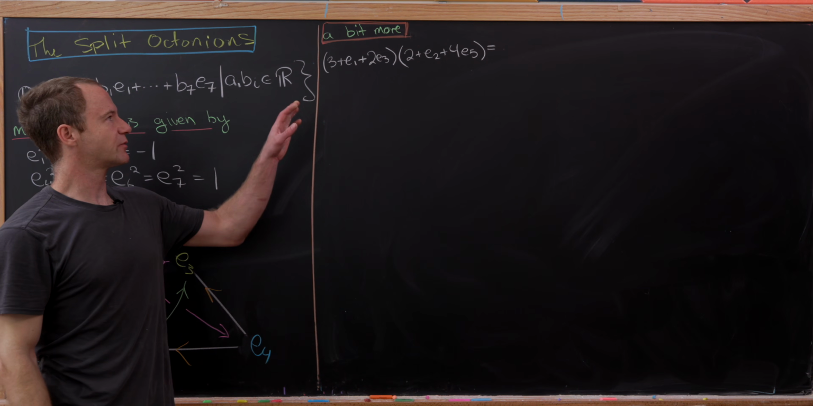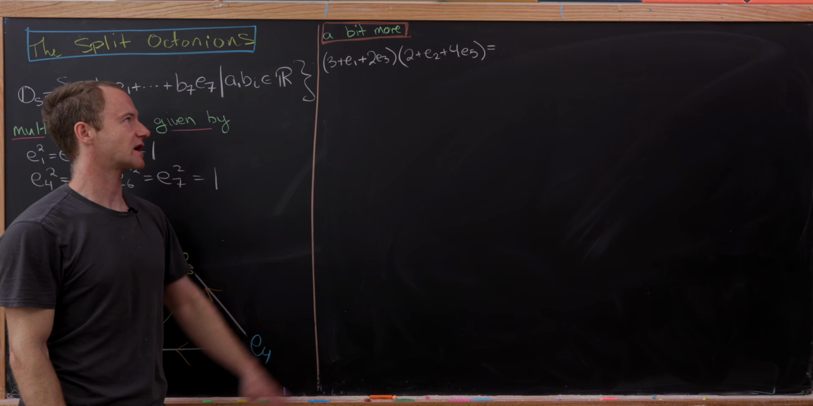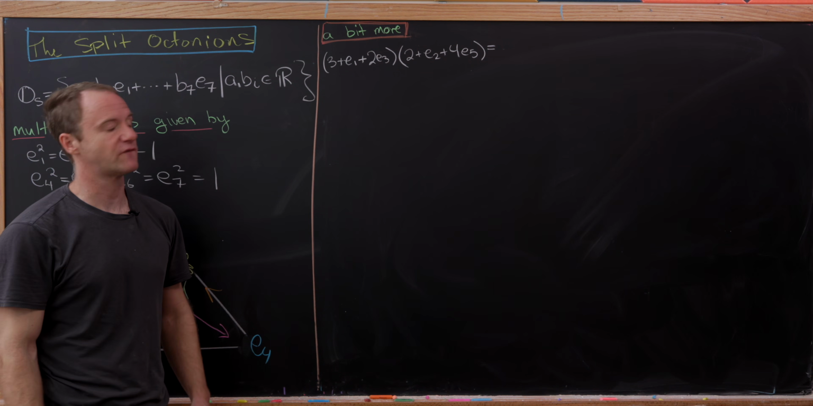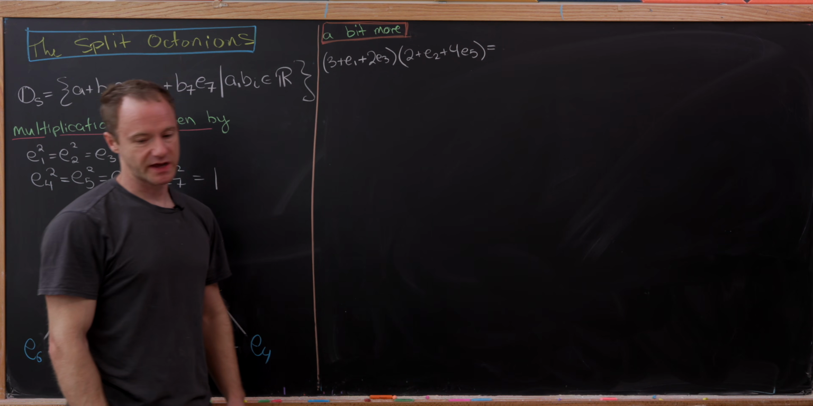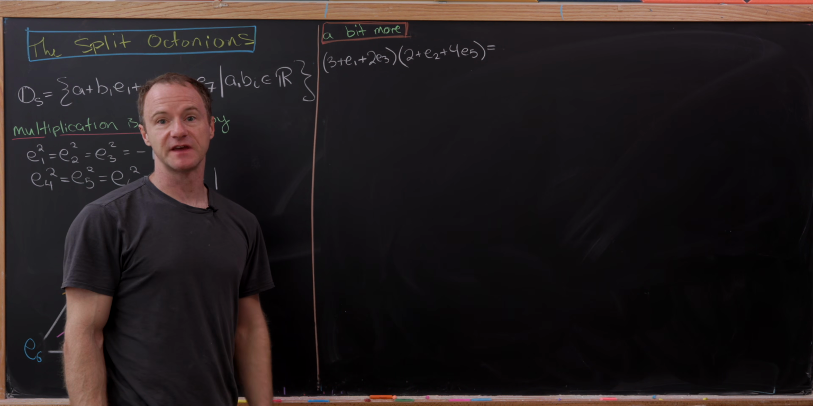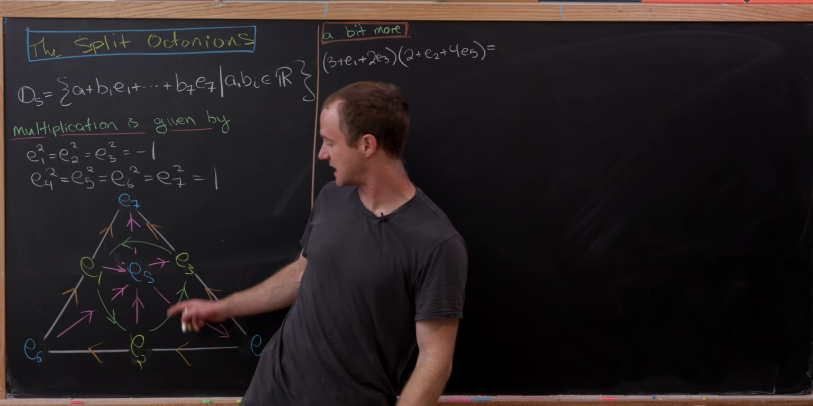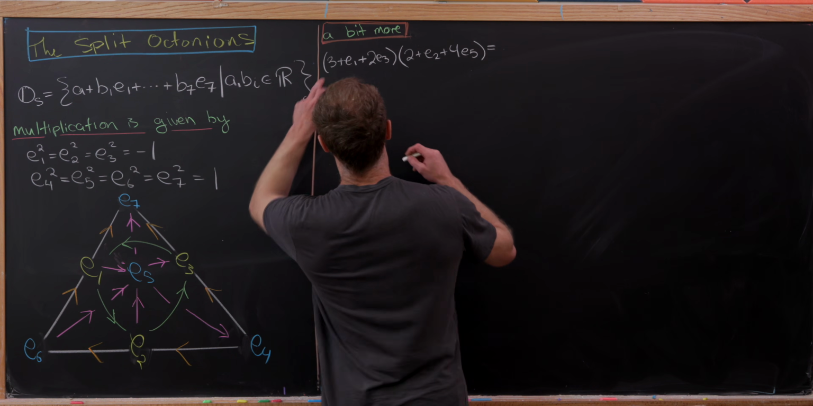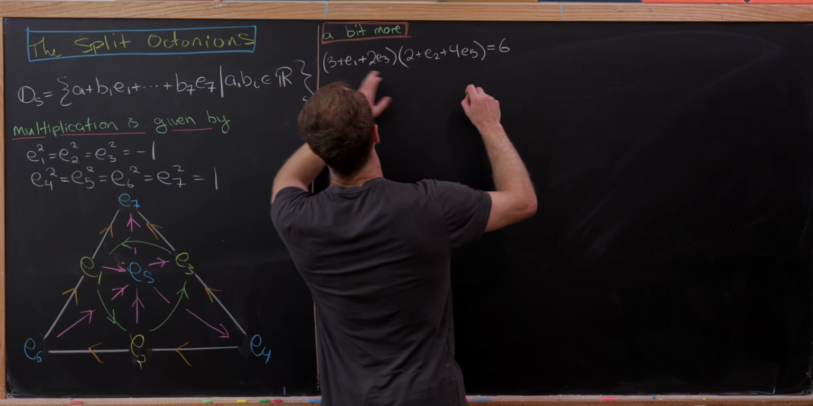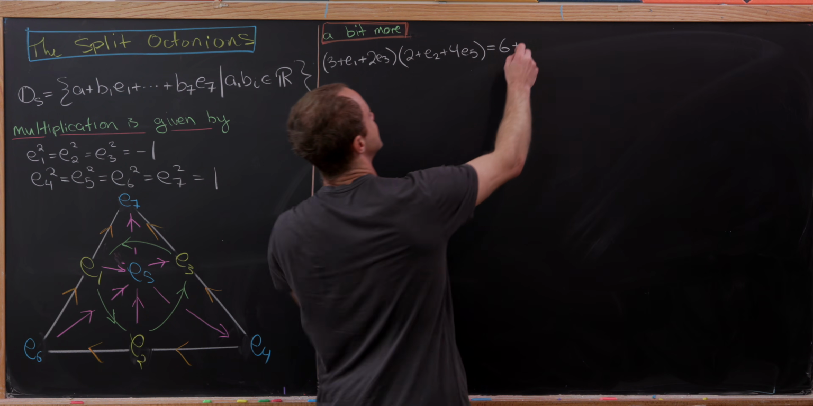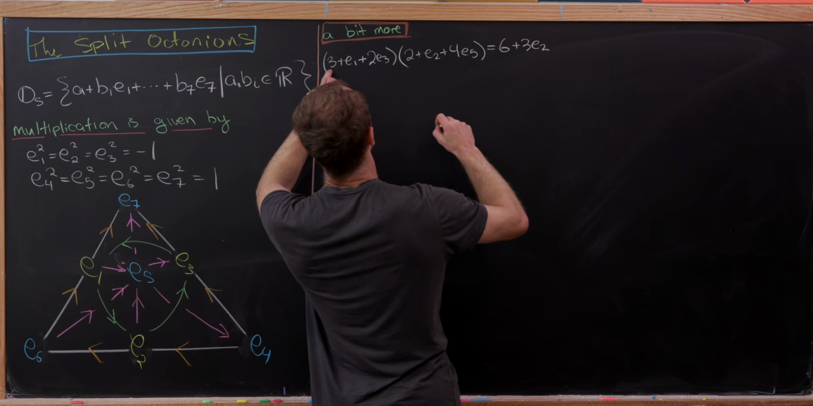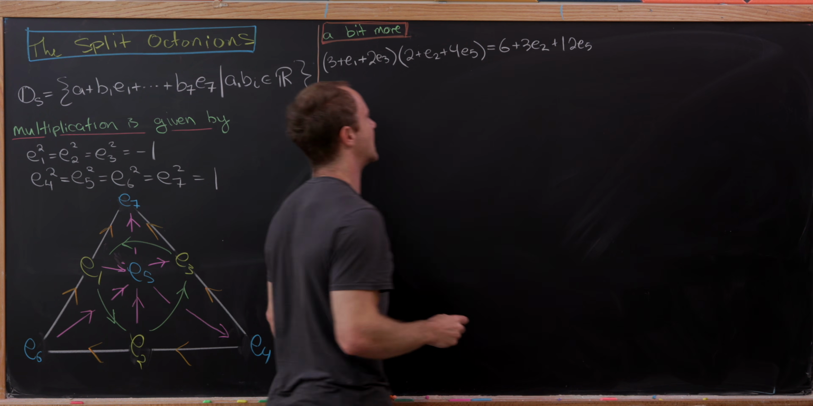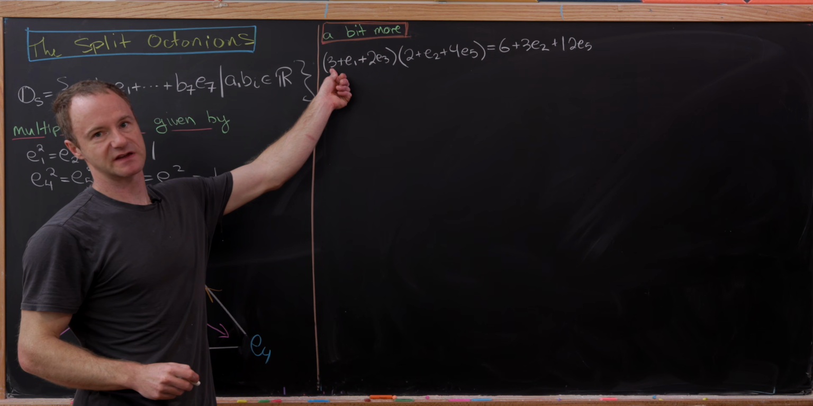Okay, so for our next example, we're going to look at the product of the following two octonions. We have 3 plus E1 plus 2E3, and 2 plus E2 plus 4E5. Let's just distribute all the things that we need to, and then maybe use this diagram as motivation for the necessary products. So we're going to start with 3 times 2, which is 6, plus 3 times E2, which is 3E2, and then plus 3 times 4E5, which is 12E5. So that's everything multiplied by this first term.